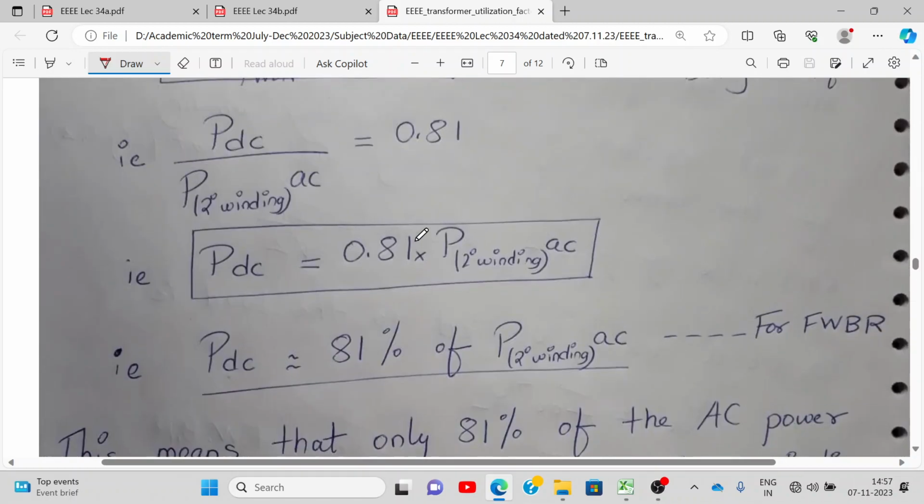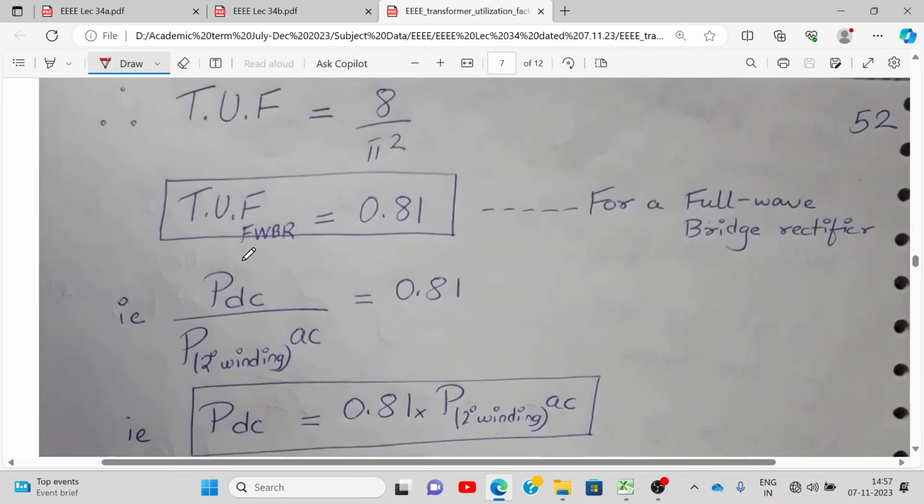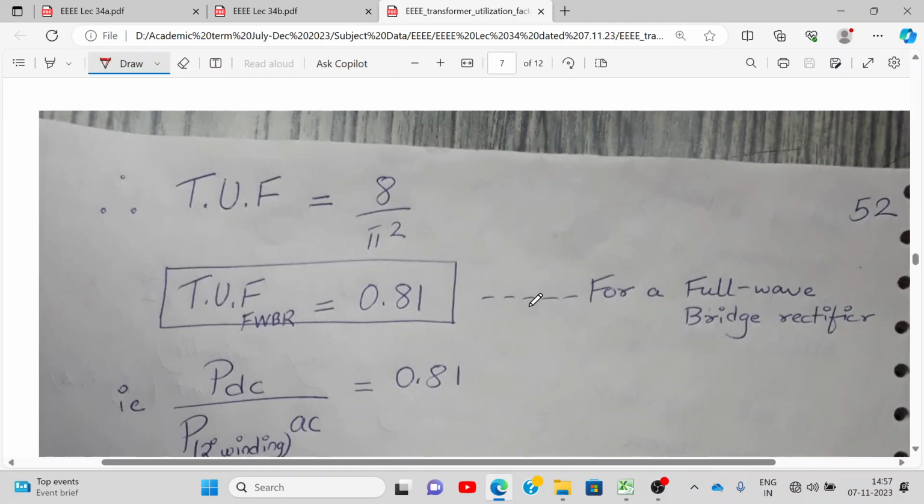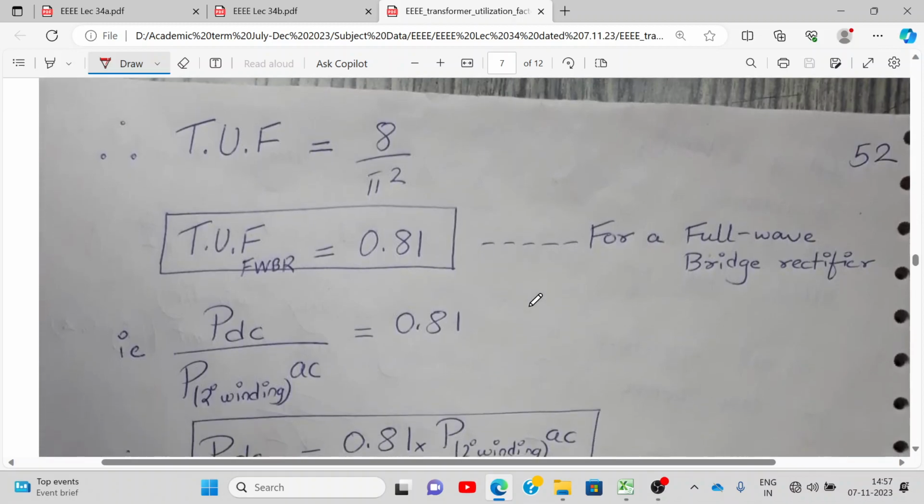You have written it down? Just write TUF for full wave bridge rectifier is 0.81. Do it quickly, I have less time now. Write down the final expression, that's it. This document I'll share with you. Okay? You have understood how it has come?